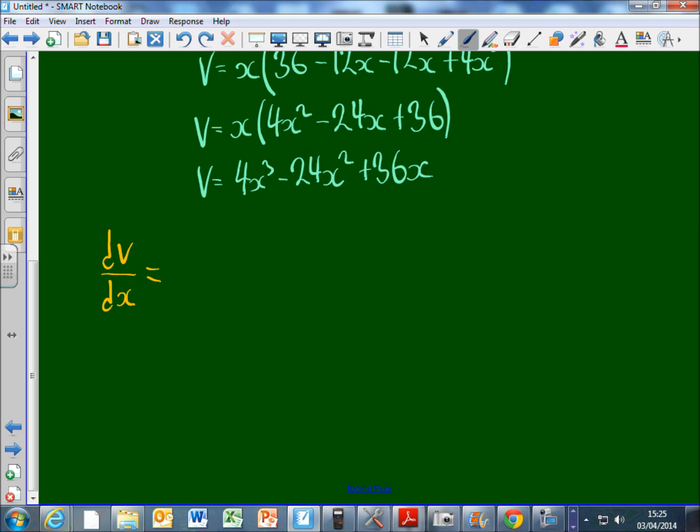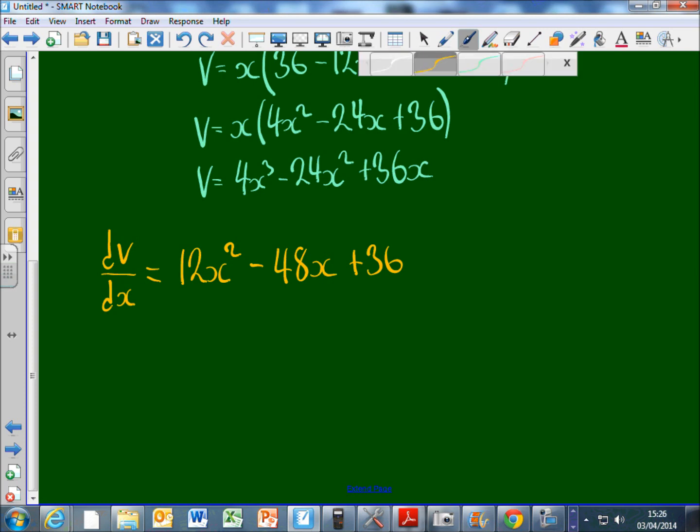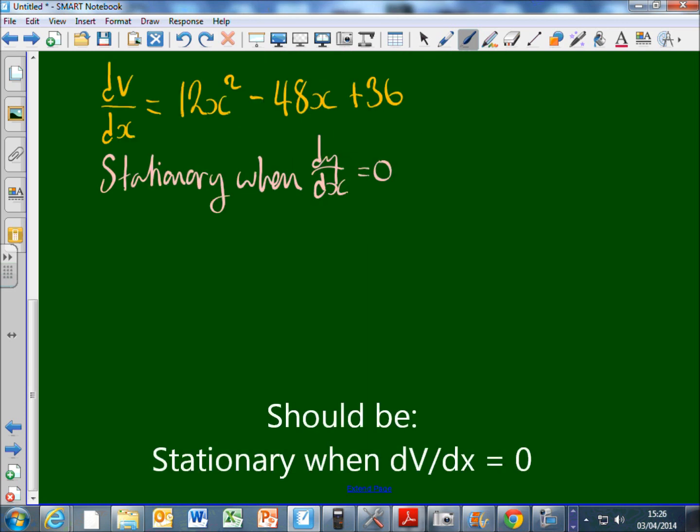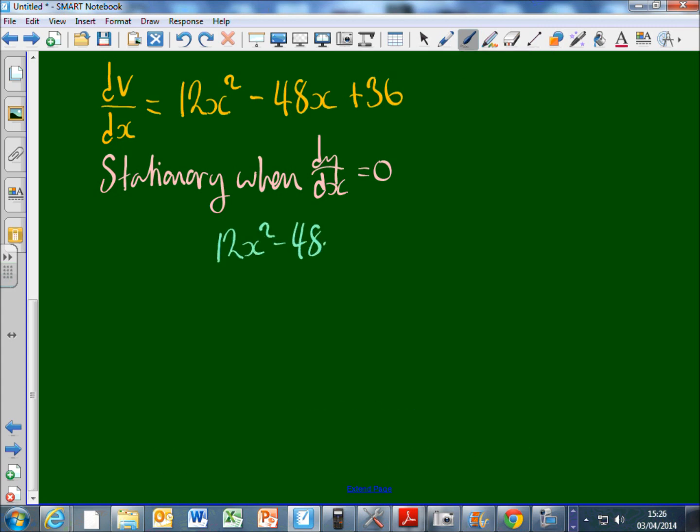But Amelia, how do you differentiate that? Plus 36. Is that good? Okay. And now we want to write down this statement. It's stationary when dy/dx equals 0. So now we just put 12x squared minus 48x plus 36 equal to 0. Do you agree? So we just want to know when this 12x squared, and it's just a quadratic, isn't it, to solve?